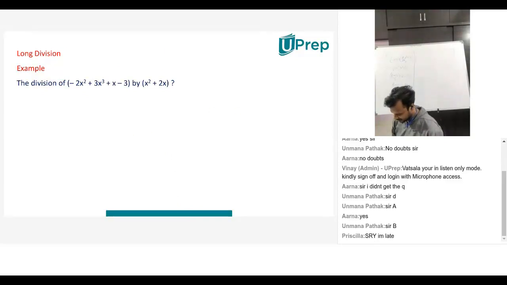Children, try this question, please. Those who know long division, just try this question. What I want here is you need to have a quotient here. You need to have the remainder here. Okay. Try this, please.